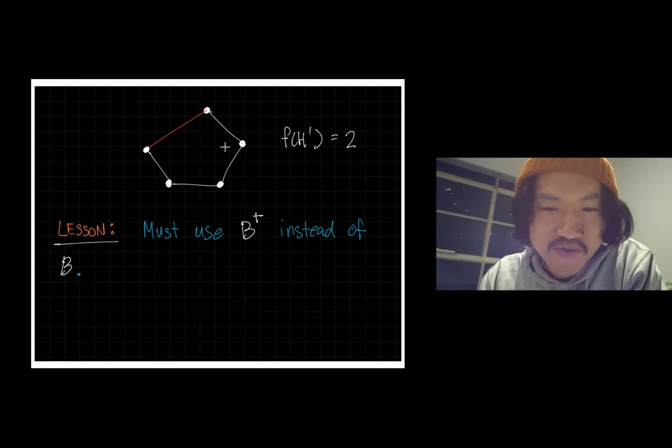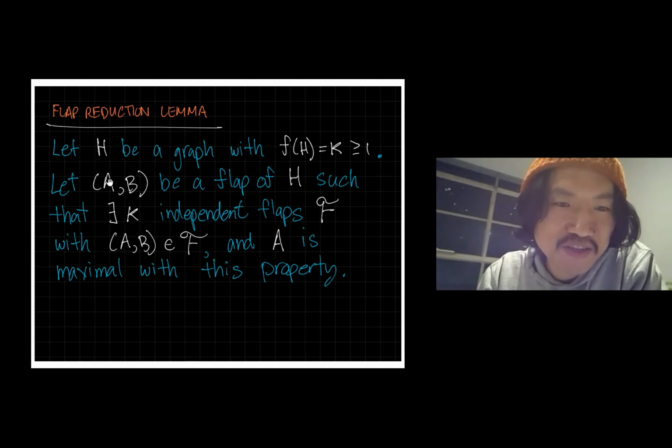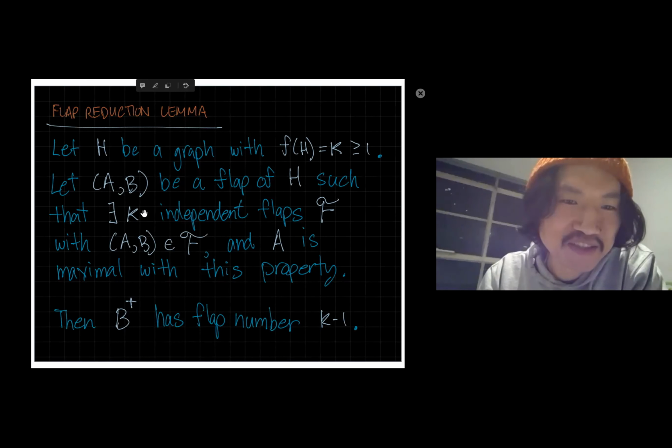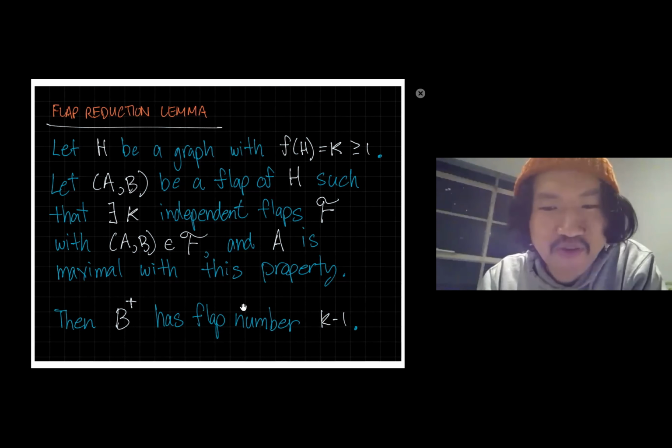So it turns out that if you do both of those things, if you take a flap where A is as big as possible, so as big as possible means that there is some collection of K independent flaps where this flap is in it, and A is as large as possible under the subgraph relation. If you do that and you replace your graph with B plus, so you just delete A and you add that edge along the boundary in case it's a two-separation, then you do end up with a graph that has flap number one less, K minus one.